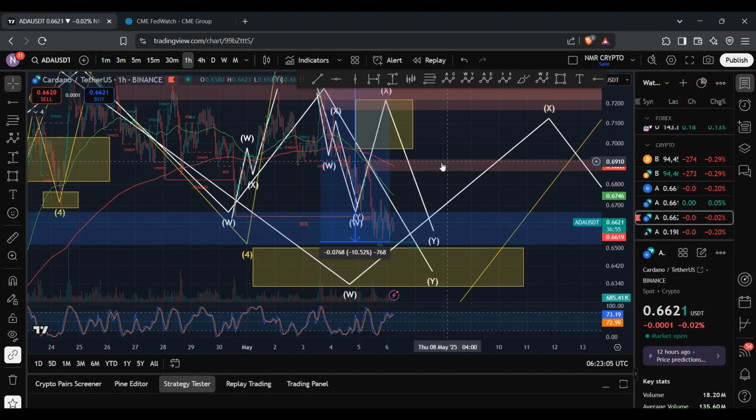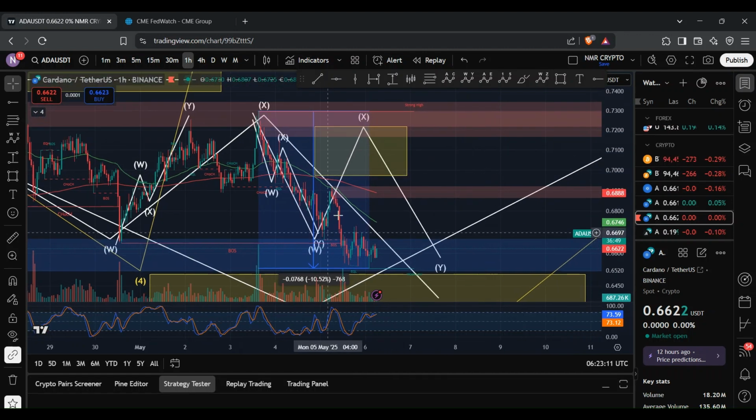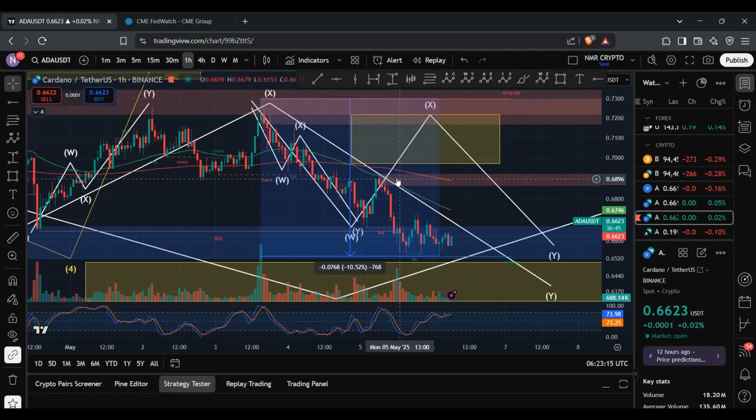And in my previous video, I was looking at ADA to potentially reach anywhere between 69.73 cents to 72.19 cents for our X wave. However, we failed to reach that target, and instead we ended up getting rejected at the 50 EMA. However, as long as the X wave met the minimum requirement, which is a 23.6% retracement of the W wave, then this wave structure is still valid.